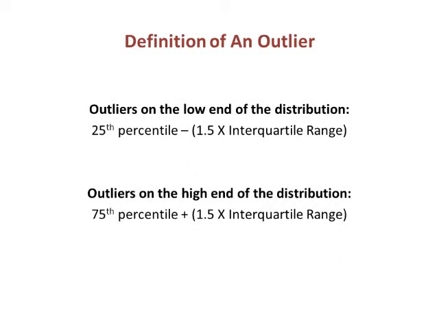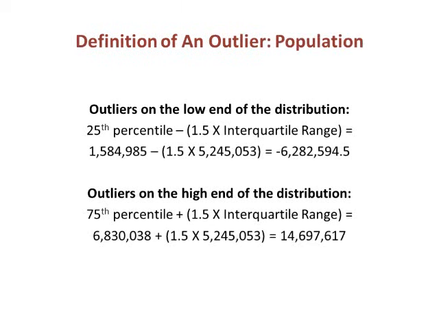We use positional measures to determine whether a point is an outlier. With the low values of the distribution, a point is regarded as an outlier if we take the 25th percentile and subtract 1.5 times the interquartile range. On the high end of the distribution, we take 1.5 times the interquartile range and add to it the 75th percentile. Here are the calculations for outliers for the population variable worked out on each end of the distribution.